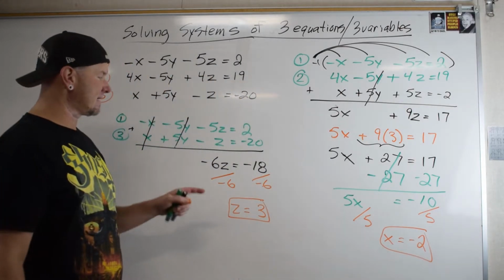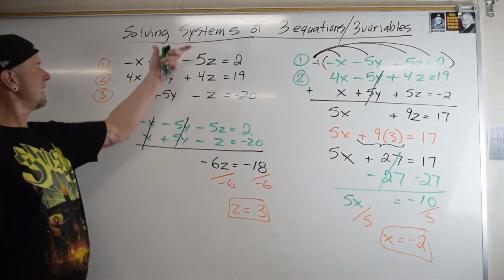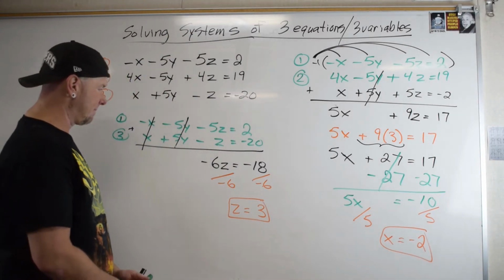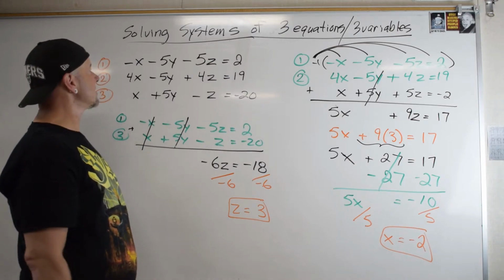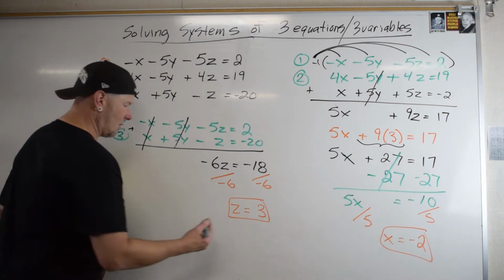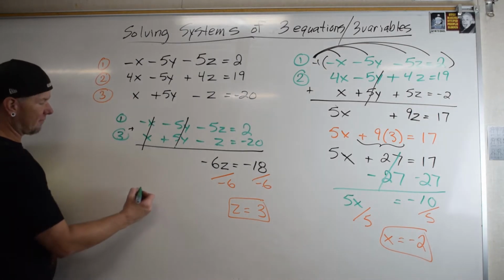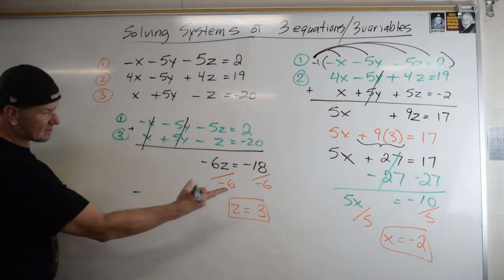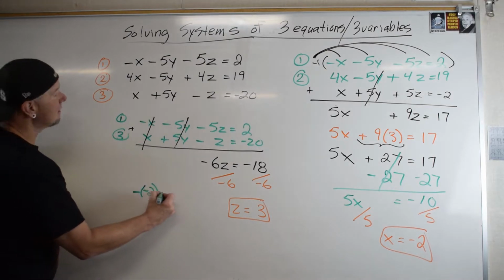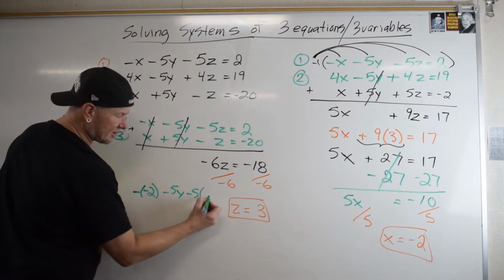So now we know what x is, we know what z is. And so now I can take those and plug it back into any of these equations to find out what y is. It doesn't matter which one. So maybe let's just throw in the top one. So I'll use this space here. So if I put it in the first one, we get the negative of x, which is the negative of negative 2, minus 5y, minus 5 times z, which is 3.